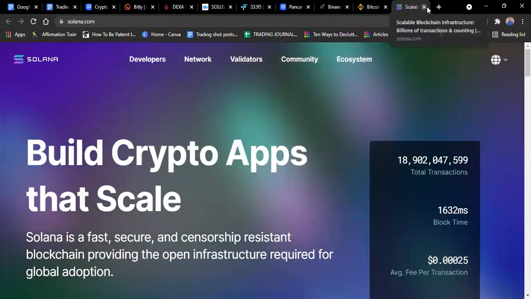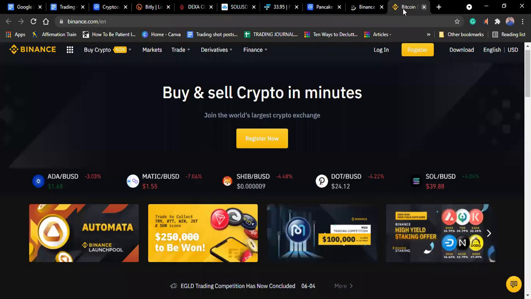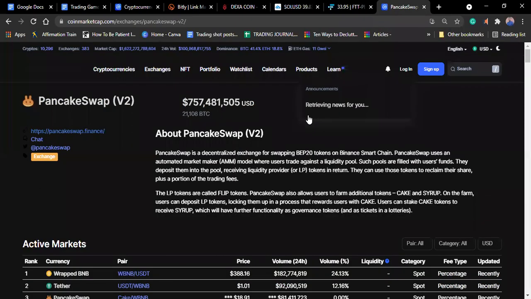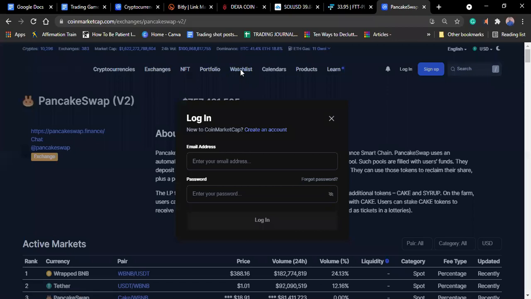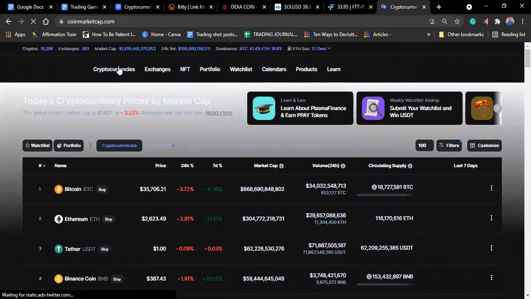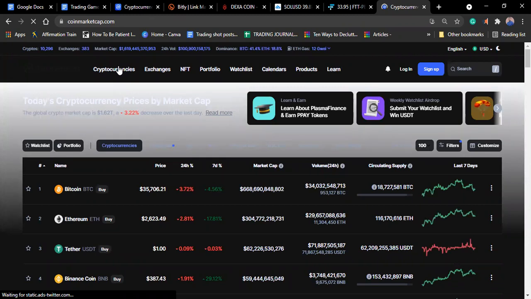Now let's look at other things you can do with CoinMarketCap. You can create a watch list. To create a watch list, I have to log in and all that. But the purpose of a watch list is that there are over 10,000 cryptocurrencies, and sometimes keeping track of all of them, you'll be overwhelmed with information.